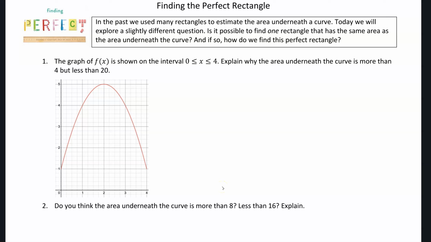Alright, so today we're going to look at the average value of a function. So take a second and see if you can answer questions 1 through 6.